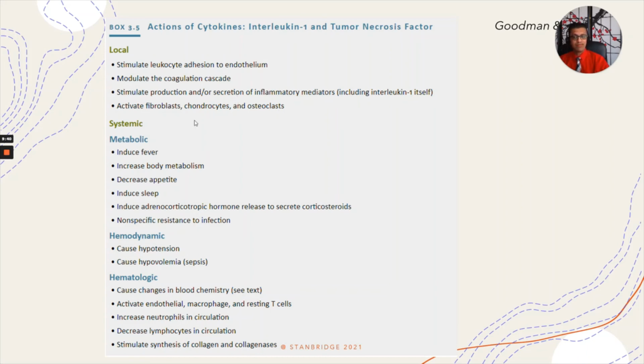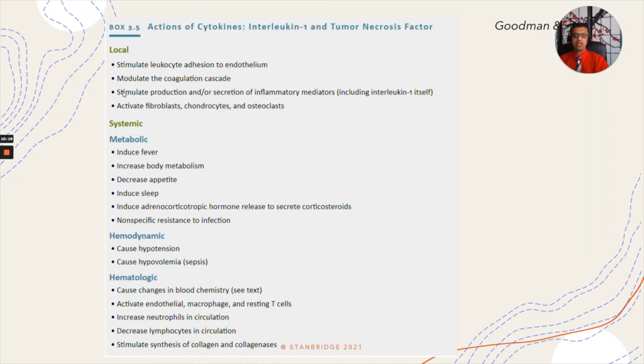That's what happens there. Now, systemically, you might induce a fever, increased body metabolism, decreased appetite, induced sleep, induce adrenocorticotropic hormone release to secrete corticosteroids, nonspecific resistance to infection. Hemodynamic, you might cause hypotension, a decrease in blood pressure, cause hypovolemia, which is sepsis. Hematologic, cause changes in blood chemistry, activate endothelial macrophages and resting T cells, increase neutrophils in circulation, decrease lymphocytes, and stimulate synthesis of collagens and collagenase.